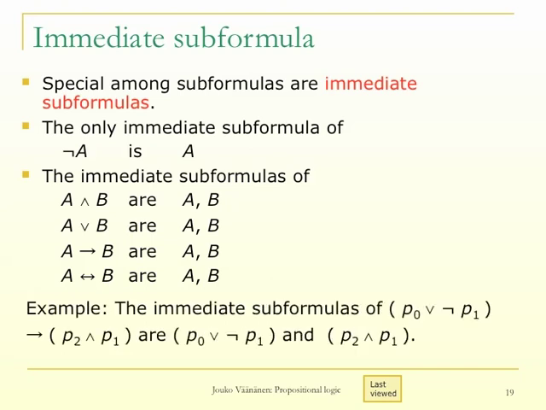For example, the immediate subformulas of (P0 or not P1) arrow (P2 and P1) are (P0 or not P1) and (P2 and P1). Thus, a propositional formula is always formed by connecting the immediate subformulas by the main connective.